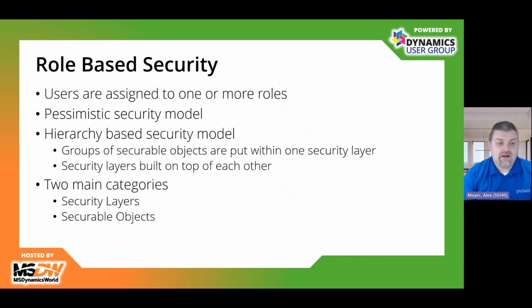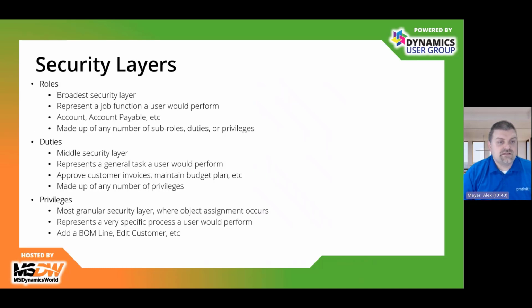So there's really two main categories of objects that define what a role has access to. Those are going to be the security layers that we've talked about, and then the securable objects underneath those. So let's take a look at these each in a little bit deeper dive. If we start with security layers, there's really three different layers that exist within D365 itself. At the top, we have the roles, which we already mentioned. Those are actually going to be what are assigned to users within your environment. It's the only thing that can be assigned to a user.